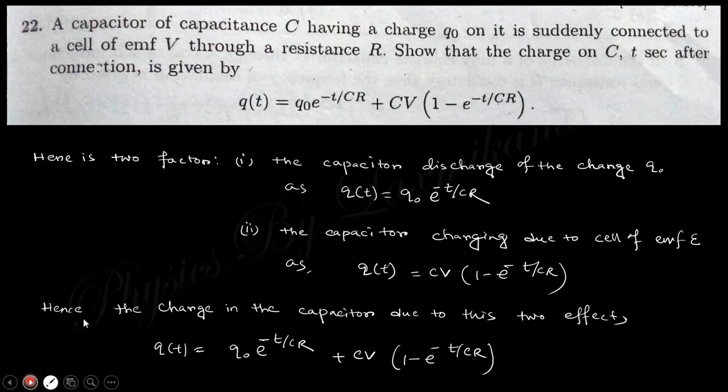Next one: a capacitor of capacitance C having a charge Q0 is suddenly connected to a cell of EMF V through a resistor R, so that the charge on C at time t will be like that. Here there are two cases. First, the initial charge is Q0, which will decay according to this relation, and due to this EMF, the source voltage, the capacitor will be charged according to this relation. Using the superposition theorem, you can combine these two. So you can say the charge at any time will be the summation of these two. Okay, next question.